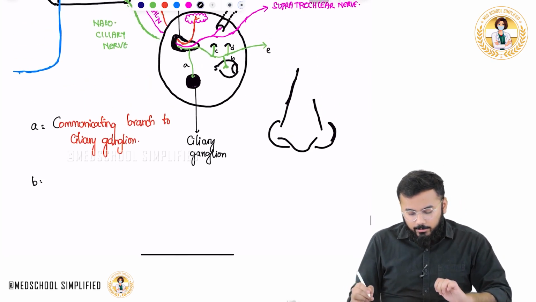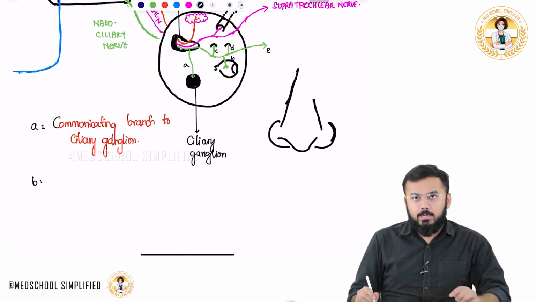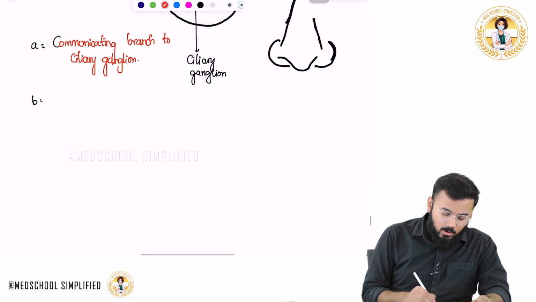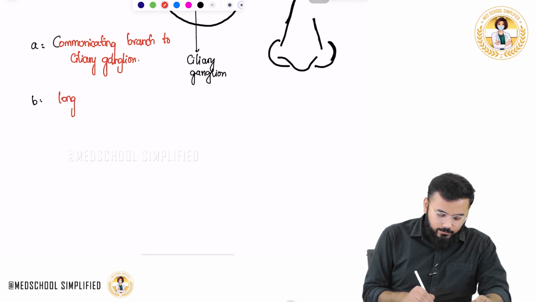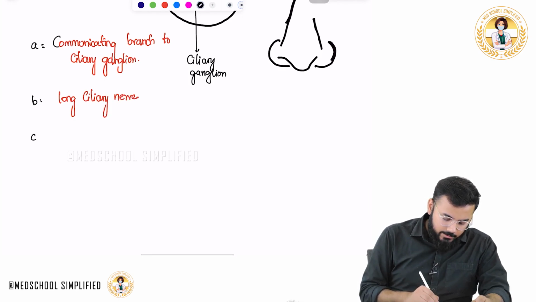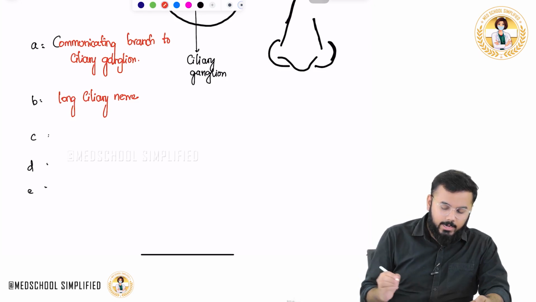What is the second important branch? You see the branch number B. Branch number B is also called the long ciliary nerve. Long ciliary nerve. After that, branch number C, D and E. What is branch number C, D and E?